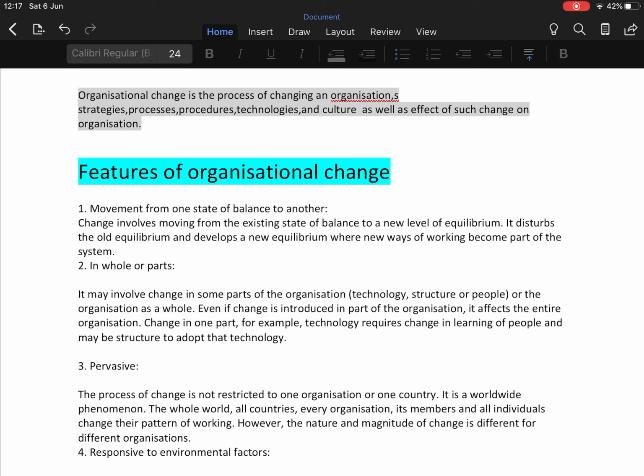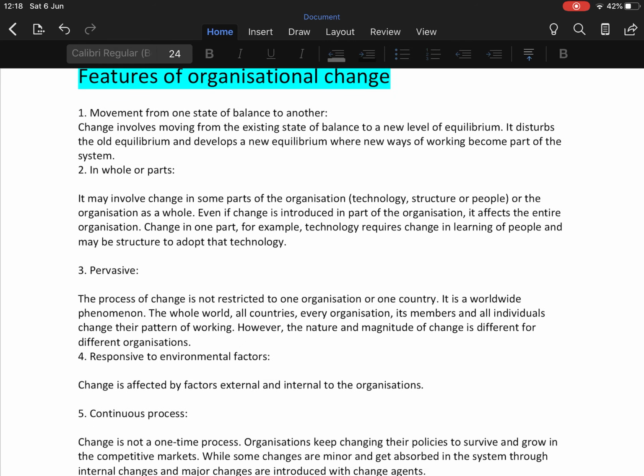Then second is in whole or parts. So an organization may involve change in some parts of the organization or the organization as a whole. Even if change is introduced in a part of the organization, it affects the entire organization. So change in one part, for example, technology, requires change in learning of people, maybe structure, to adopt that technology. The third feature is pervasive.